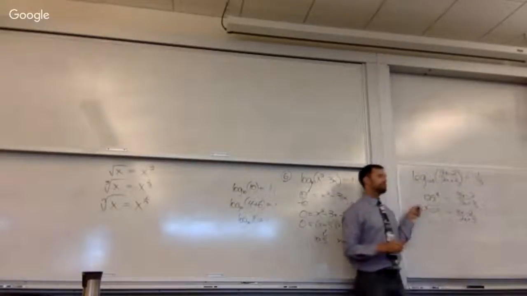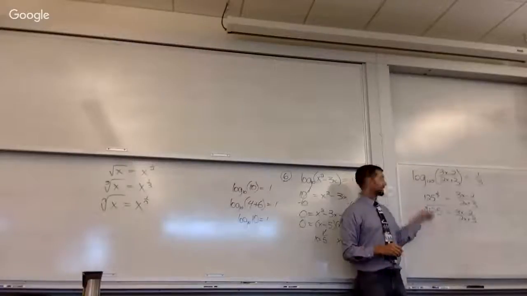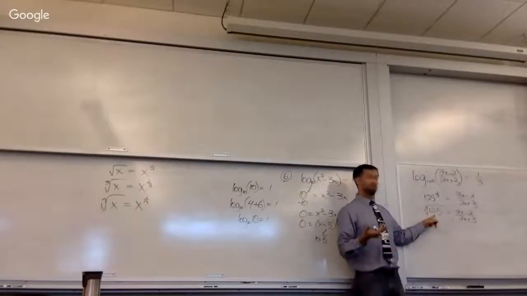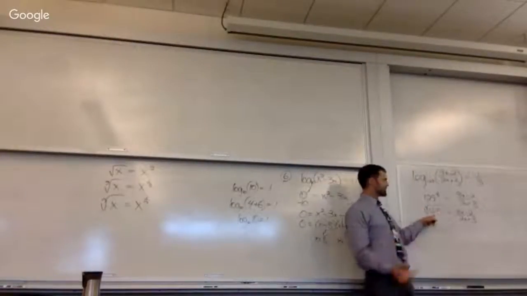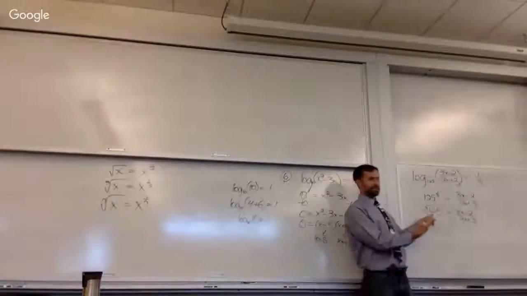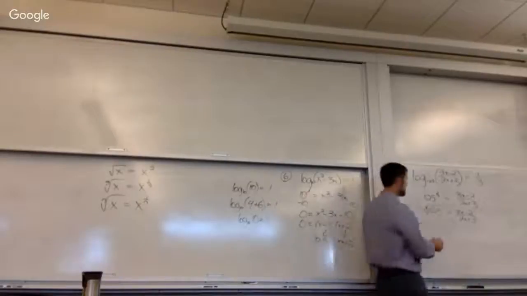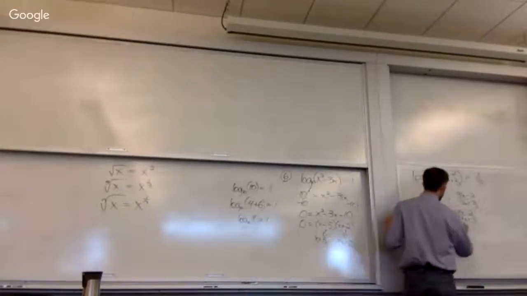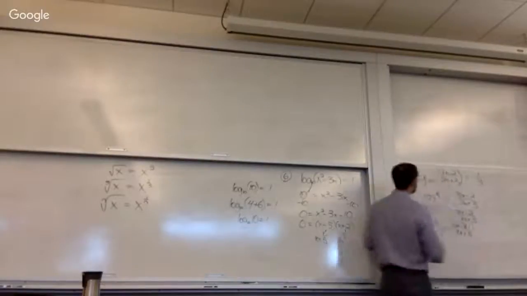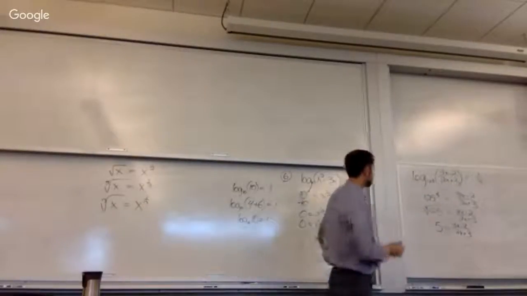Yeah, it means what times itself 3 times will equal 125. And again, you should be familiar now with 125. Just looking at 125, you're like, oh yeah, 125 is 5 cubed, right? And so the cube root of 125 is 5. So now we have 5 equals (3x minus 2) over (2x plus 3). Now just look at what we did here.